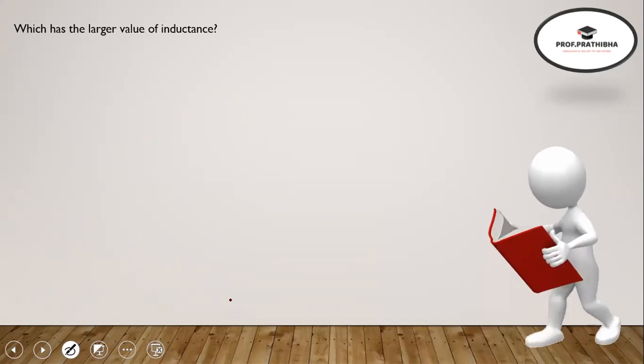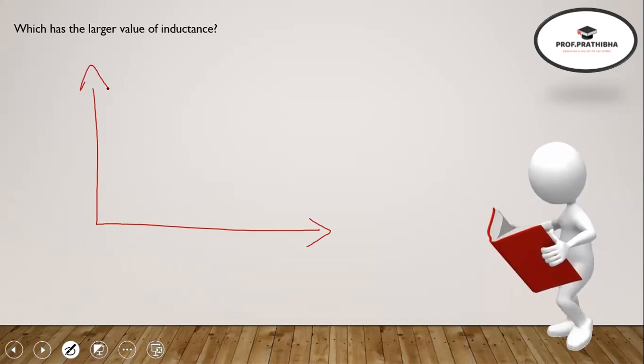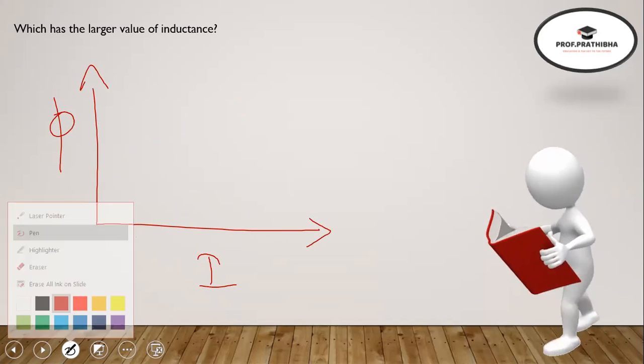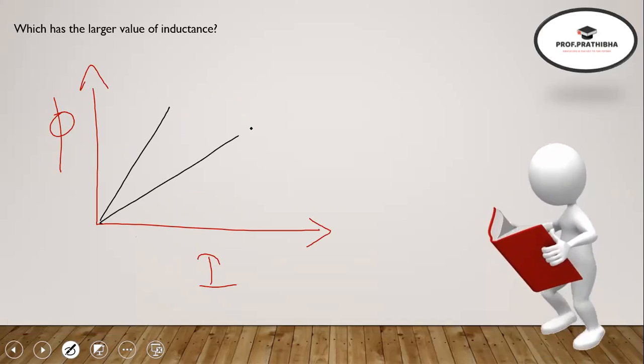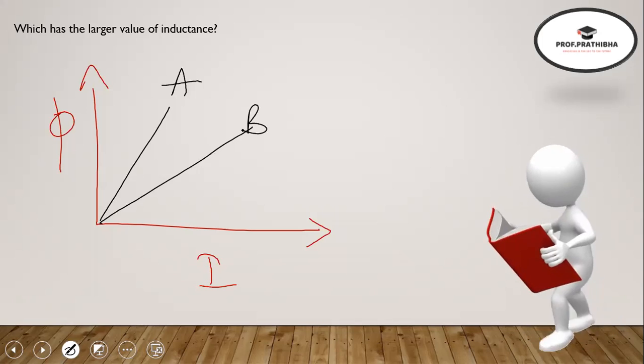Okay, let me check whether you can think about this. There is a graph, this is phi, this is I, and two graphs are given, like this and like this. Let's call this A and let's call this B. Can you tell me, if this plot is flux versus current for two inductors A and B, which of the two will have a larger value of self inductance?